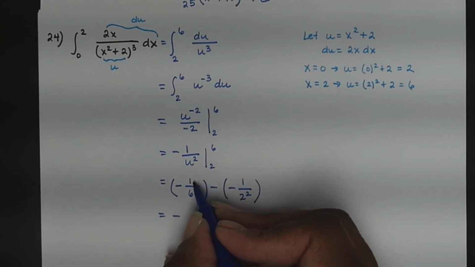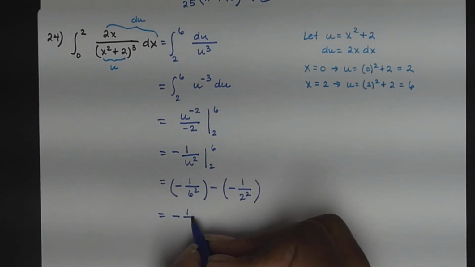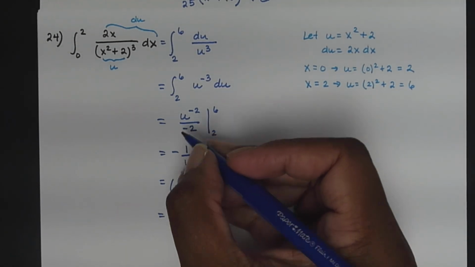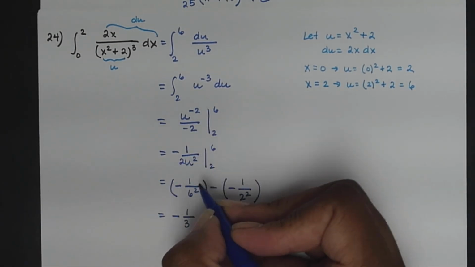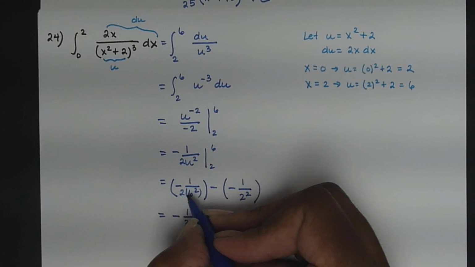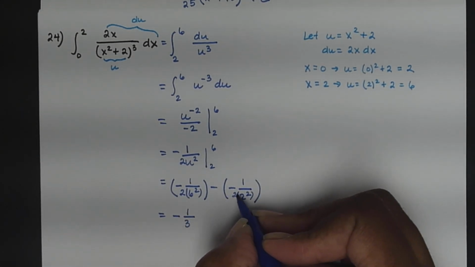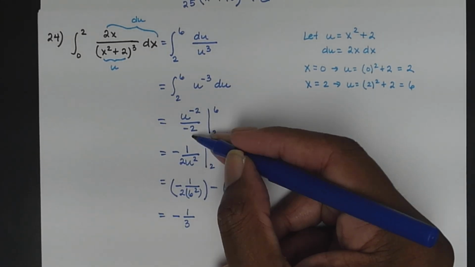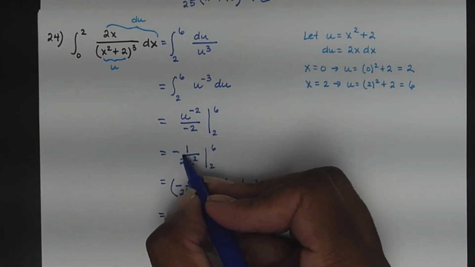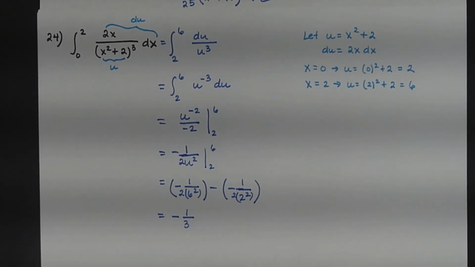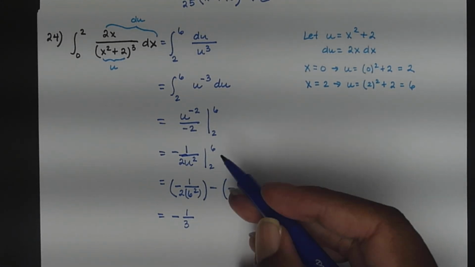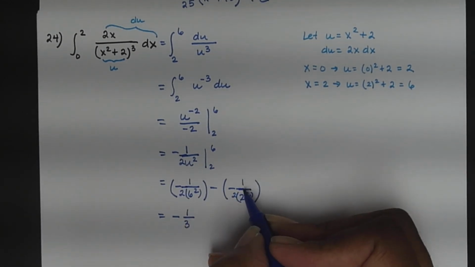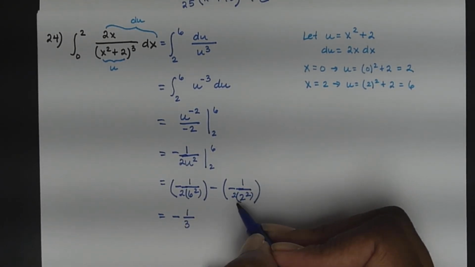Now I got negative. 6 squared is 36, so this will be negative 1 over 36. I'm sorry. This should be a 2 down here. And then this will be 2 times this and 2 times that. I apologize for that, because I forgot the 2 down in the denominator. So that's a negative 1 over 2u squared. And then the upper limit will be negative 1 over 2 times 6 squared, and minus negative 1 over 2 times 2 squared.